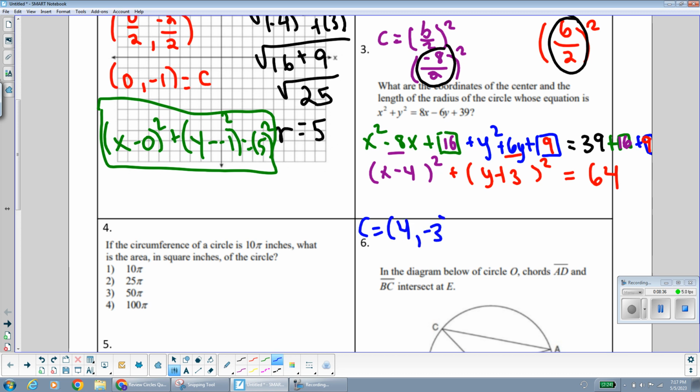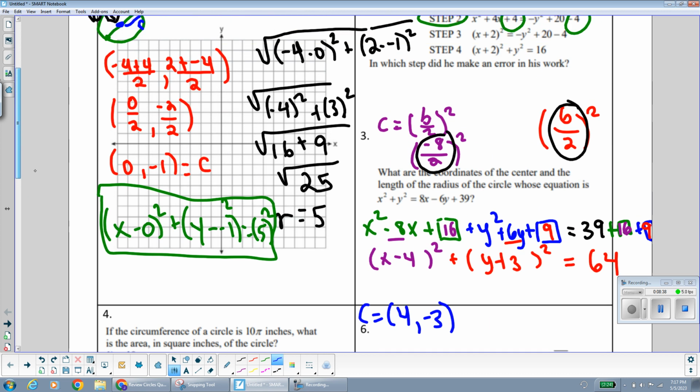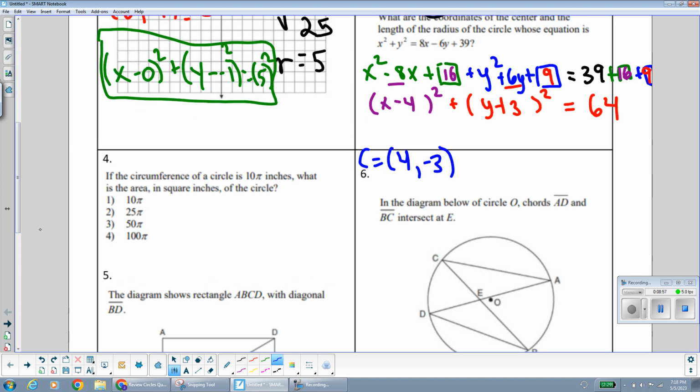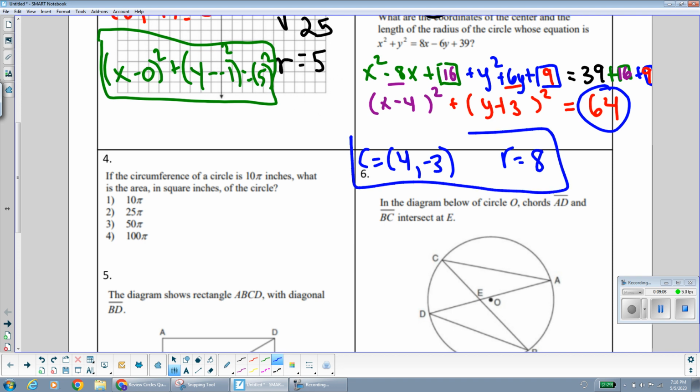Remember, opposite signs from what you see in the equation, because our general format for the equation of the circle has a minus. So if you're seeing a plus, that means that the original was a minus, because a minus minus makes a plus. Okay, and this is r squared. So r would be radical 64, which is 8. So here we have our center and our radius.